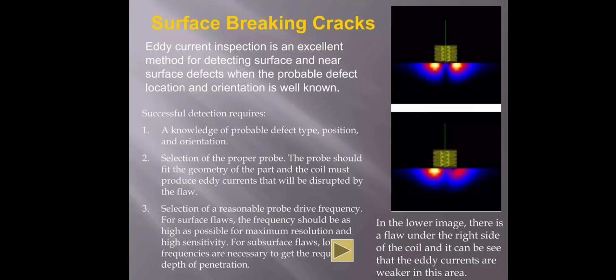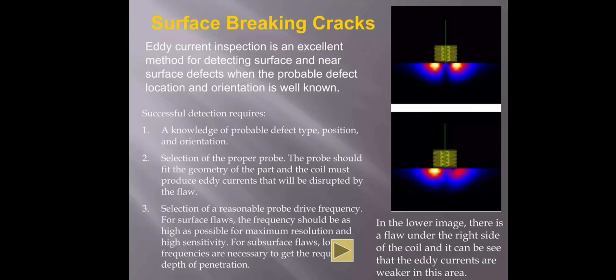Surface breaking cracks. Eddy current inspection is an excellent method for detecting surface and near surface defects when the probable defect location and orientation is well known. Successful detection requires a knowledge of the probable defect type, position and orientation.